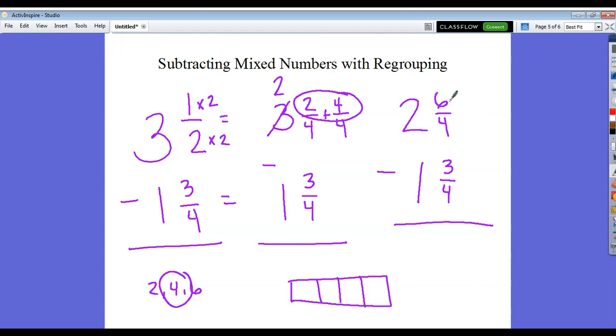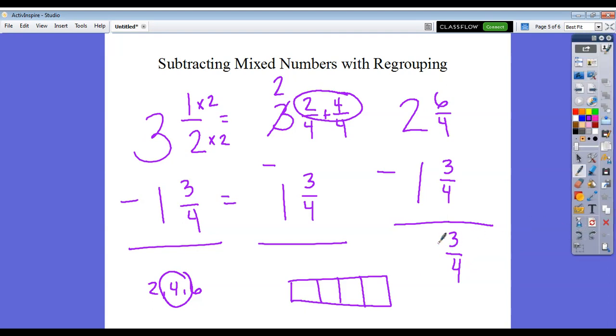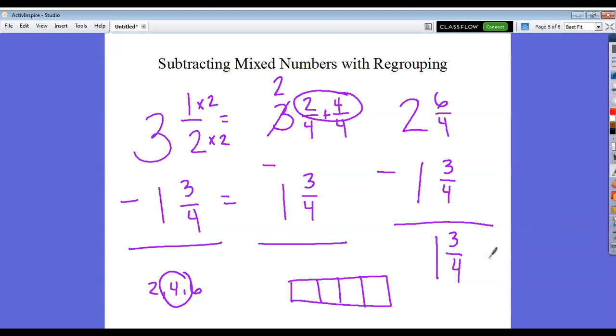So now I can do 6 minus 3 is 3. So 6/4 minus 3/4 will give me 3/4. And 2 minus 1 will give me 2. Nope, just kidding. It'll give me 1. So my answer is 1 3/4.